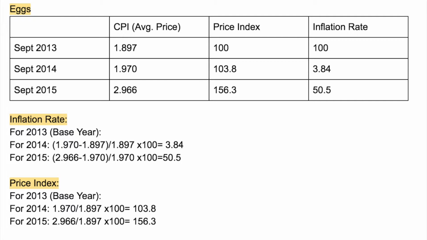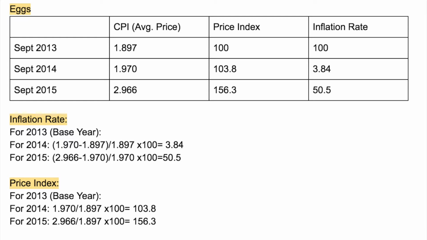The first item we will be looking at is eggs. So here we have a nice little chart that has the CPI that we got from the Bureau of Labor Statistics in the second column. And then we have the price index and the inflation rate. The inflation rate we got for 2013, which is the base year, is 100. And for 2014, we found this by using our inflation rate equation.